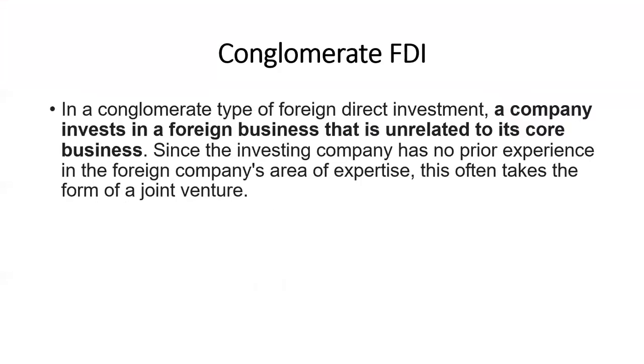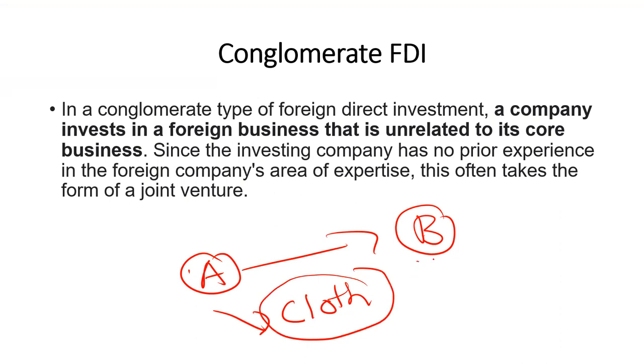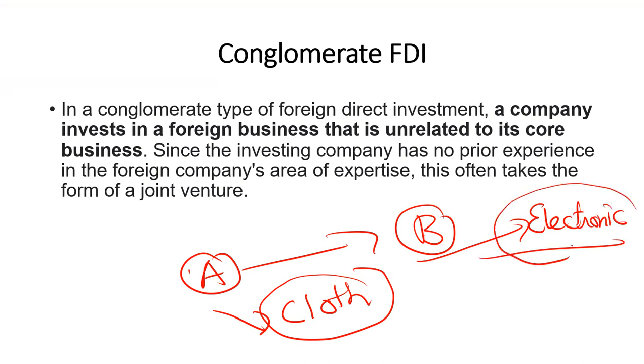Let's see the conglomerate. Conglomerate is when an FDI is made by the country in a totally unrelated or new industry. In a conglomerate type of foreign direct investment, a company invests in foreign businesses that are unrelated to its core businesses. Suppose there is A country and here is B country. Here A is operating its business in the cloth industry, but makes an investment in the electronics industry. Then it will be conglomerate, because cloth and electronics are totally unrelated.